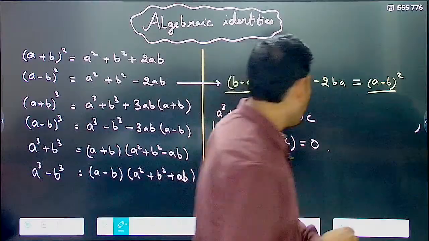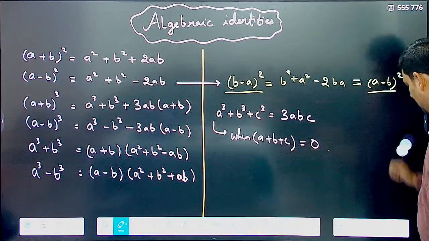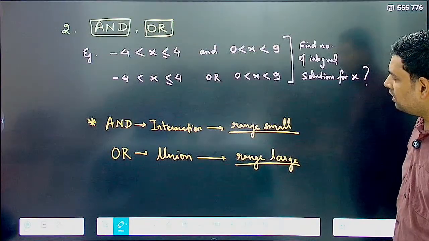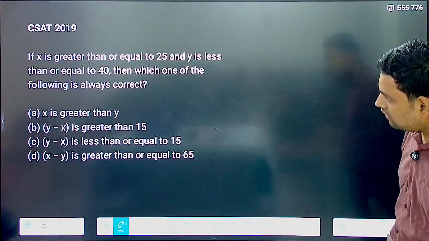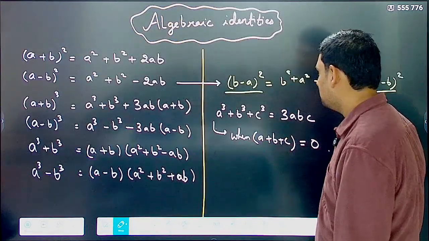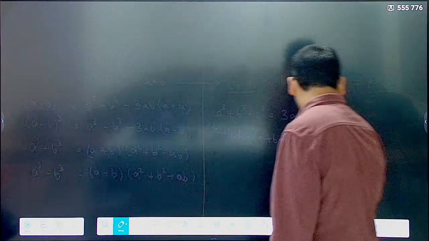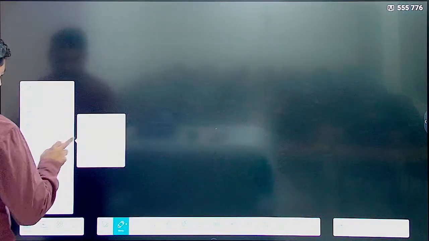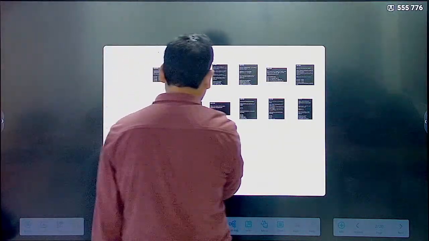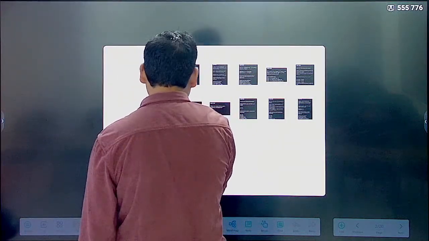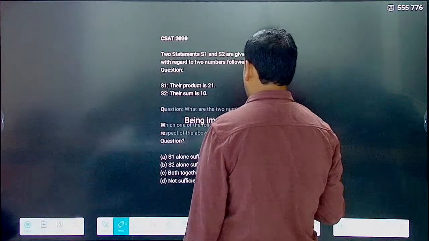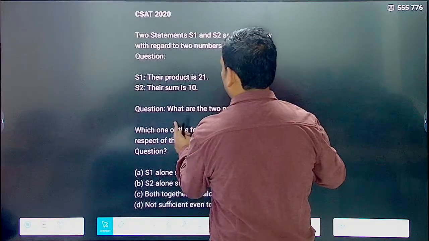Now, after this we have inequalities. Before that we have, I think, a few questions. Wait, there is one question that we have to do. Yeah, do this question.